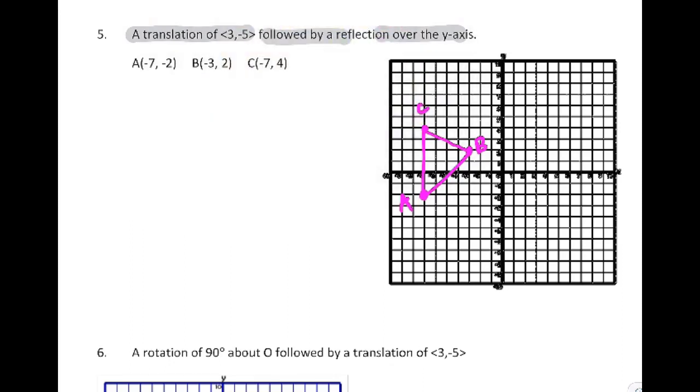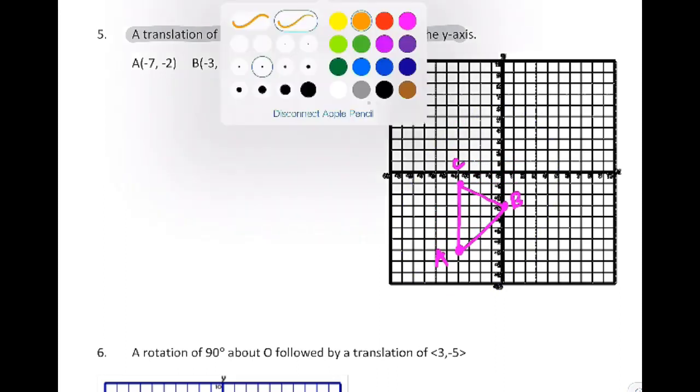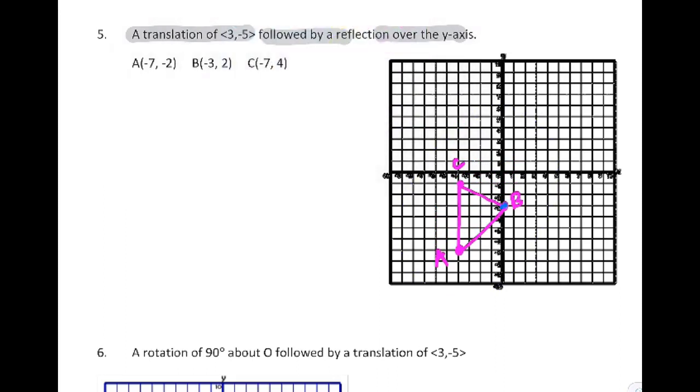So I'm going to move that entire triangle over 3 and down 5. I'll get fancy and do it this way. 1, 2, 3, 1, 2, 3, 4, 5. Then reflect it over the y-axis. Now you have an invariant point here because B isn't going to move as it's on the y-axis.